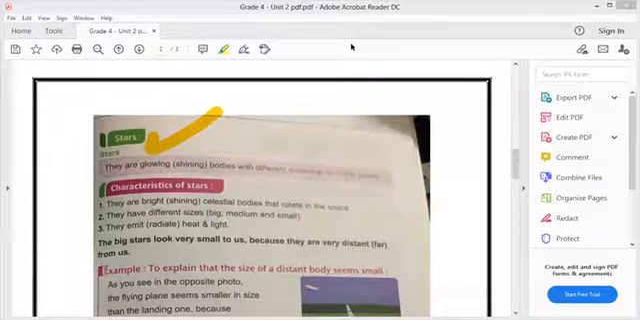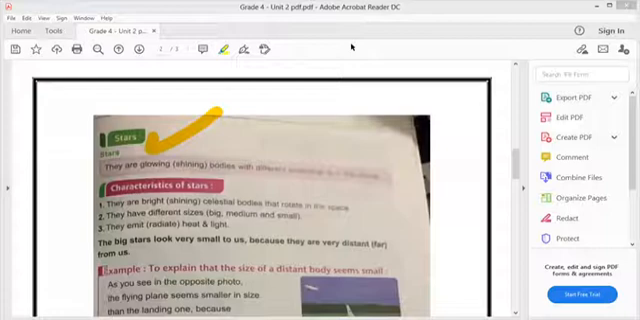We have different characteristics of stars. Number one, they are bright. What does bright mean? Bright means shining. They are bright, shining, celestial bodies that rotate in the space. Number two, they have different sizes, big, medium, and small. They emit or radiate heat and light. My question will be, define stars and the characteristics of stars. When I ask you in the exam, I will ask you to define the term stars, and I will ask you what are the characteristics of stars.